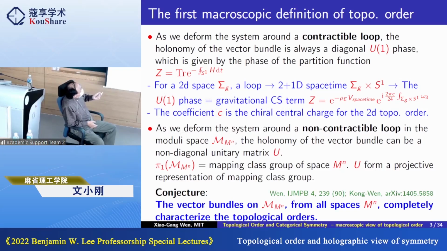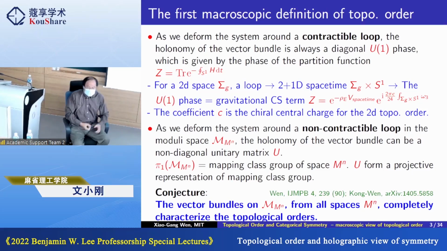The first thing I want to say is that there's a diagonal U1 phase, the overall U1 phase. This unitary matrix is UN, for example. But UN can be realized as U1 times SUN. And this U1 part is non-universal.